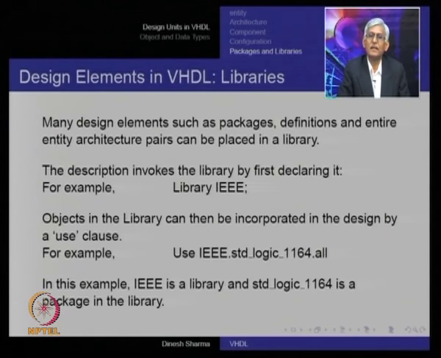You can also have libraries. So, for example, many design elements such as packages, definitions, and entire entity architecture pairs, they can all be placed in a library. The description invokes the library by first declaring it. For example, you might say library IEEE. All that it does is it warns the software that IEEE is the name of some library. That is all it does.